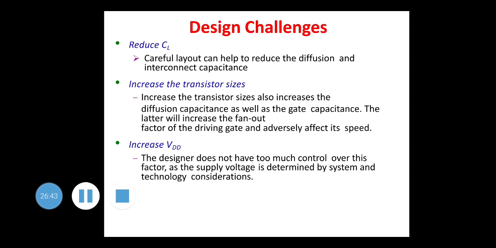Then if we increase VDD, that is the power supply, the designer does not have too much control over this factor, as the supply voltage is determined by the system and technology considerations. So these are the different design challenges. So this is all about the CMOS concepts. In the next presentation we'll look into the CMOS inverter details.